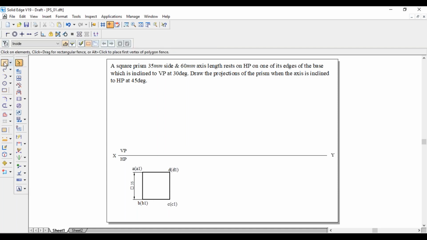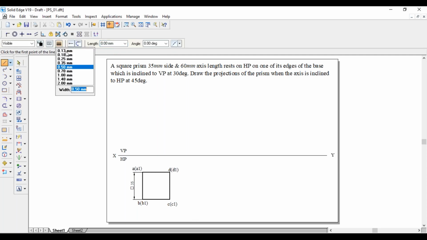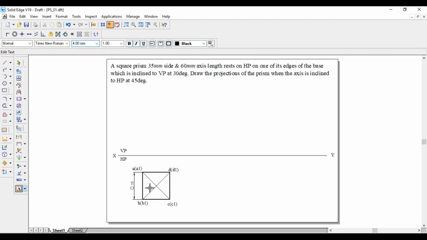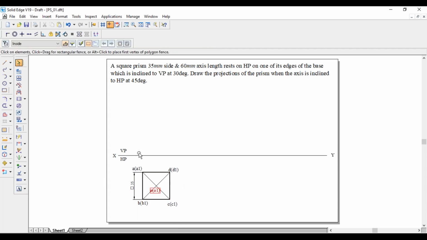And we have to mark the axis also. For marking the axis, join the diagonals with thin lines. Where both the diagonals intersect, that will be the axis. That name is O in the bracket O1. Now from each corner, project the point to the XY line, from here to here, and also from the axis.